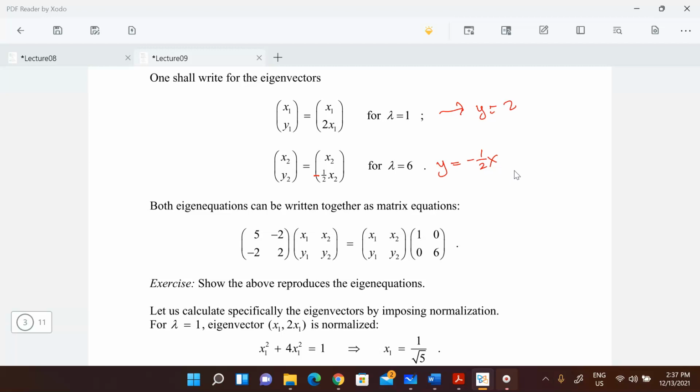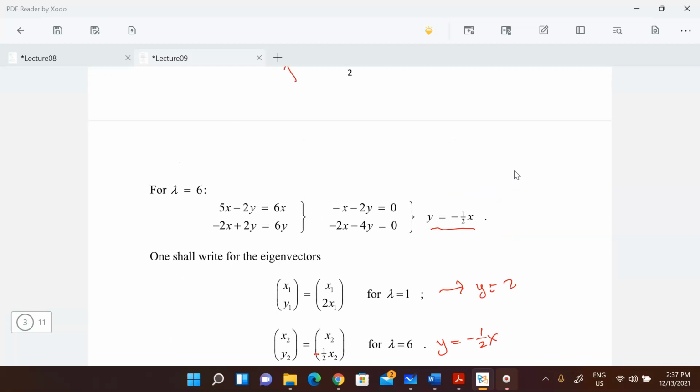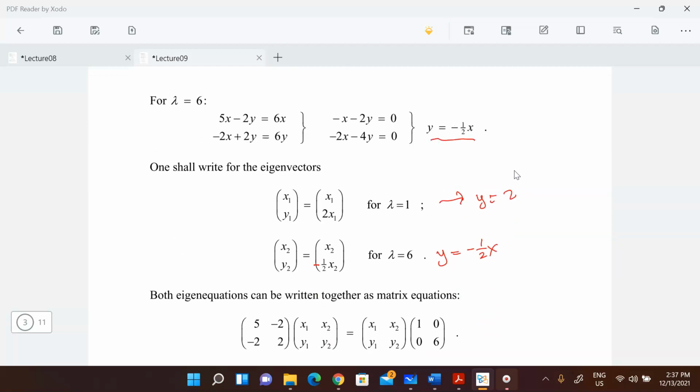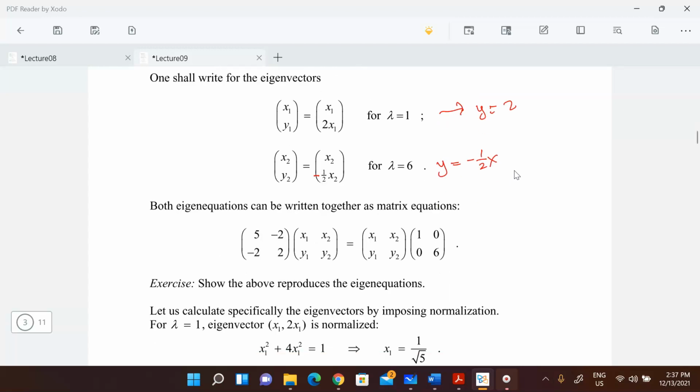So now you have this expression for the eigenequations and eigenvectors over here. One could rewrite them, let me just go back here, as this set of equations equals this set of equations. And one just needs to multiply out these matrices and also these matrices to check that you get back your eigenequations.